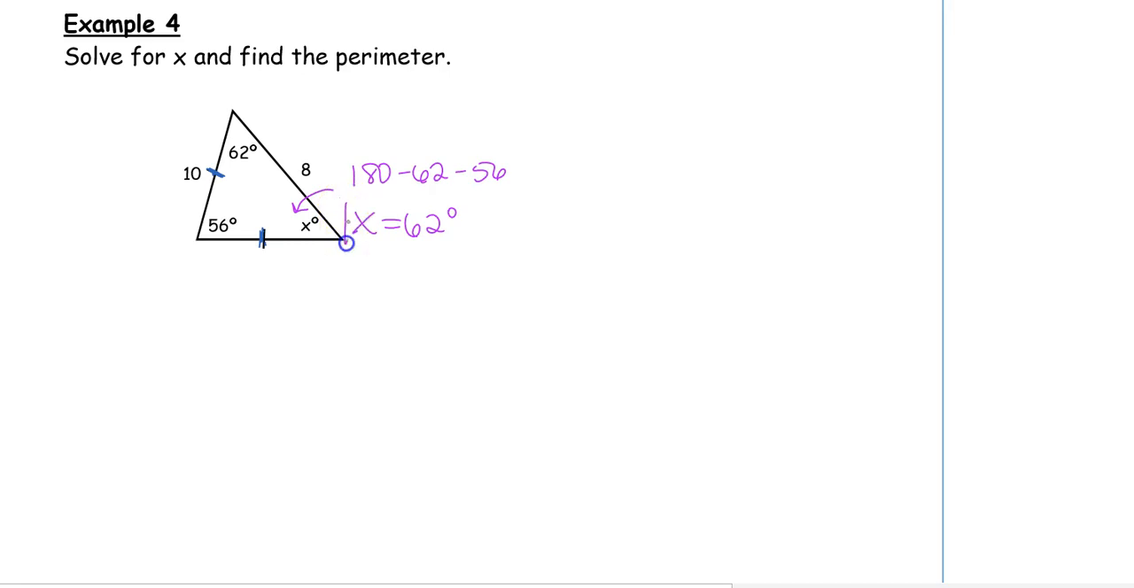You actually didn't have to do any of that work, because if you remember when we discussed isosceles, if this is congruent to that, that means that our base angles are also going to be congruent. So if this is 62, this is going to be 62. And when I look at that indicator, if this is 10, this is 10. So my perimeter is 10 plus 10 plus 8, giving me a perimeter of 28.